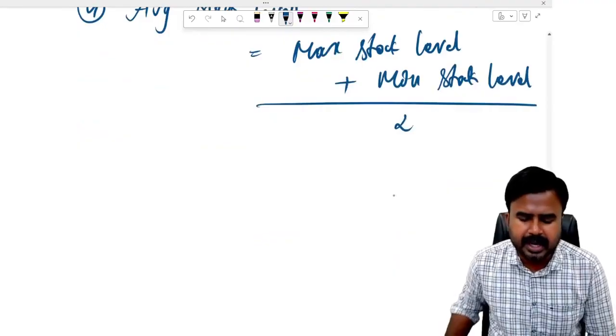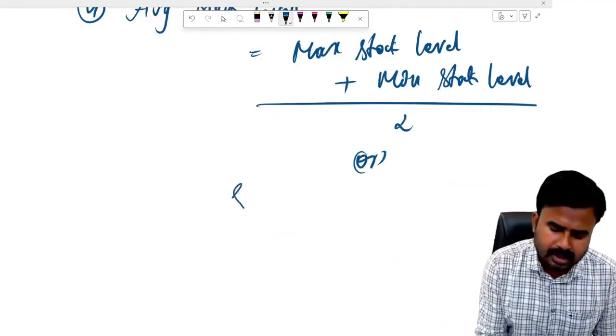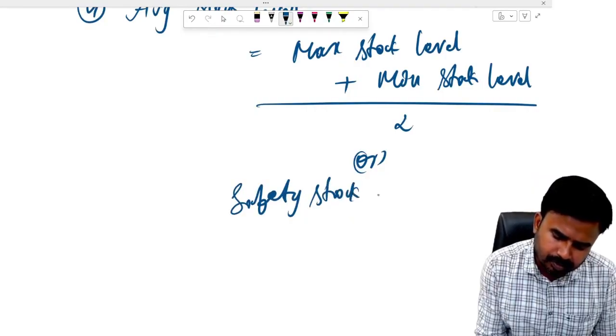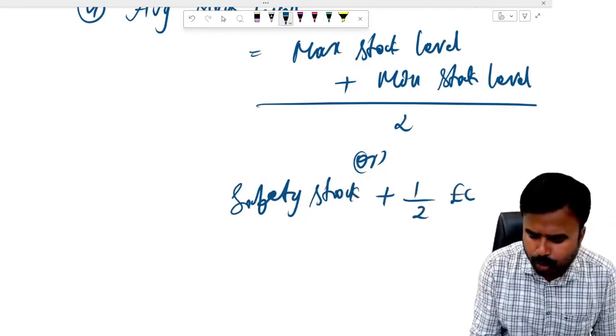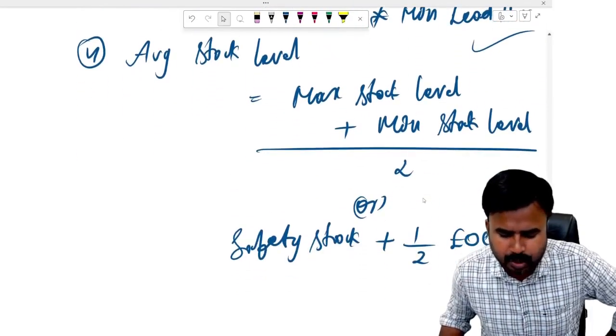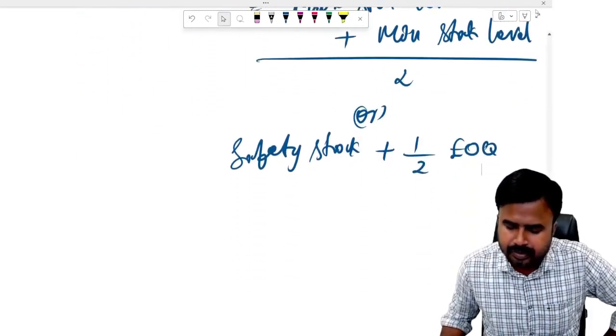This can be rewritten as safety stock plus half of EOQ. Half of EOQ. This is the formula for average stock level.